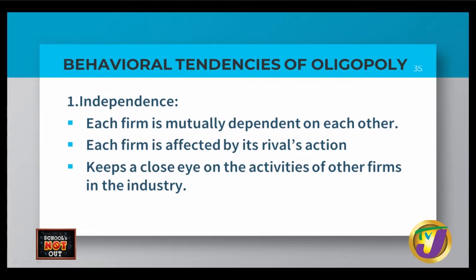Now, we want to look at the behavioral tendencies of oligopoly. The first one is interdependence. So what you'll find is that each firm is mutually dependent on each other. They are affected by their rivals' actions. So they watch each other in this industry. So they look at what they are doing. This is the industry where you can find what we call price wars taking place, like in the airline industry. So if somebody drops their price, you find that other persons drop their price too because of competition.